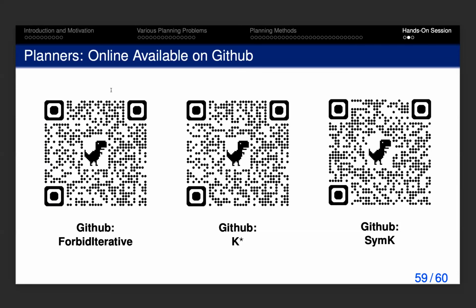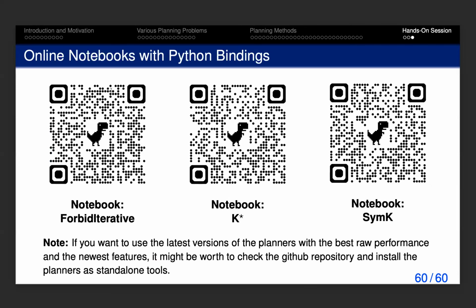All right, so everything is available on GitHub, but all of our planners also have some Python bindings, and we generated some notebooks. Just as a disclaimer, if you really want the raw performance with all the latest features, it might be a good idea to install the standalone planners. But if you're just interested, I think for multiple problems the Python frameworks are already fast enough to use.